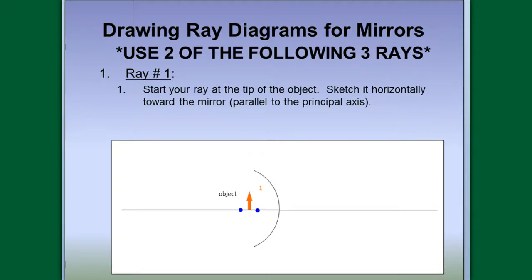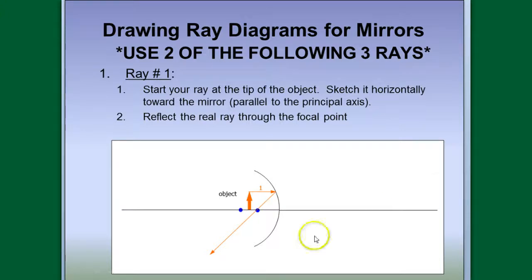Ray number 1 starts at the tip of the object, right here, tip of the arrow. We always start every ray at the tip of the arrow, and it gets sketched horizontally toward the center of the mirror. Really, what that means is parallel to the principal axis, parallel to this line. So ray number 1 looks like this, right? Now, ray number 1 doesn't stop there. We know it continues on, and it gets drawn reflected off the mirror. It doesn't reflect straight back because of the shape of the mirror there. It obeys the law of reflection at that point, and it gets reflected through the focal point. So ray number 1 looks like that.